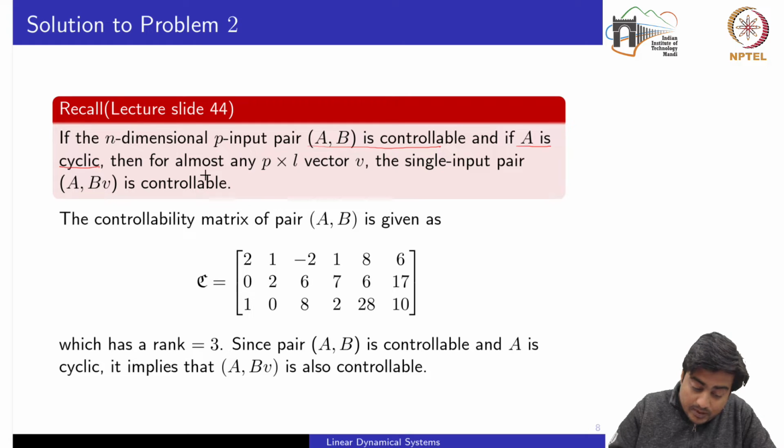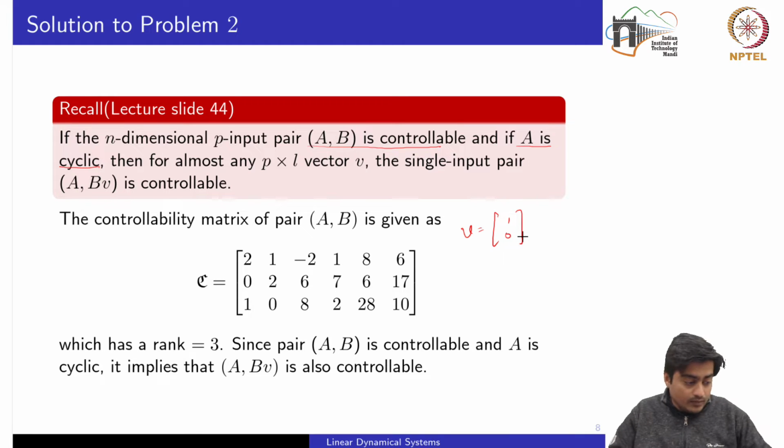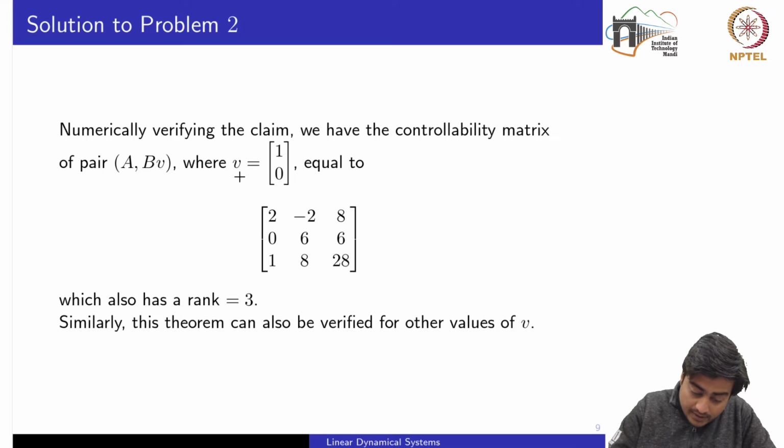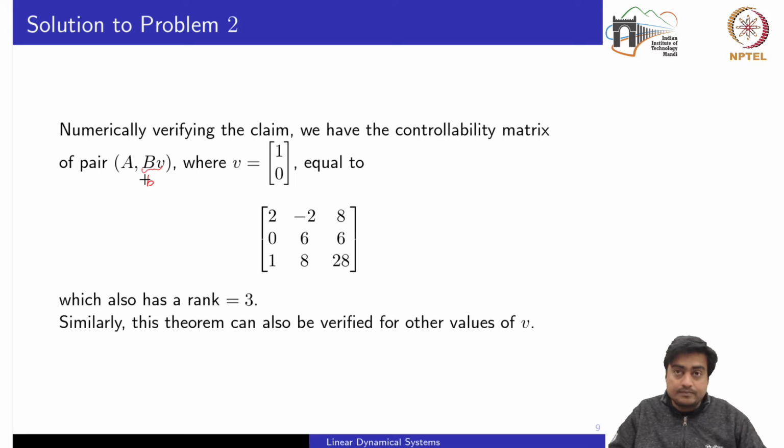So here in this problem, the v vector is given to us as v equal to 1, 0. So we can numerically verify this as well, if I compute another pair A comma B times v, because now this B would be a vector, and we know that the controllability matrix would be a square matrix, which you can see here, and again the rank is 3. So we have verified this for the v given in the problem. Now you can also take another v vector and verify whether, with your selected v vector, this A comma B pair is controllable. Okay.